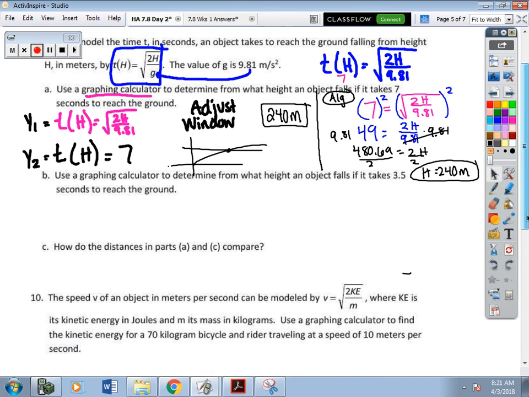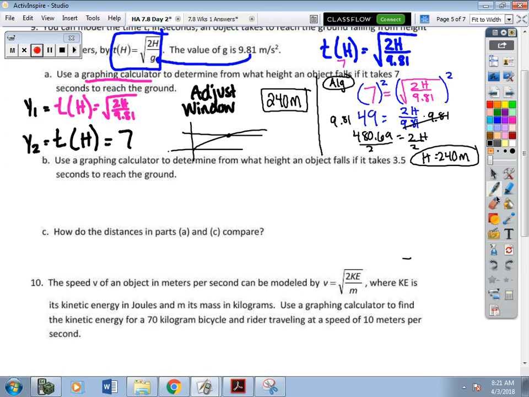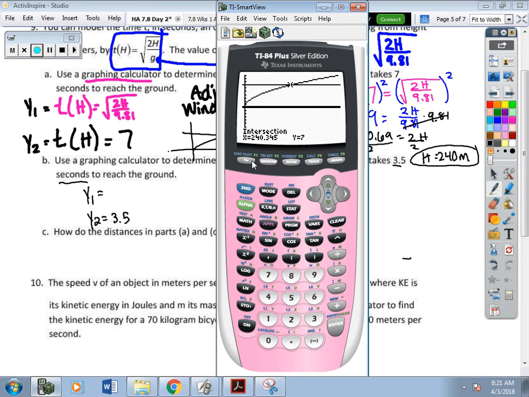Now the next one says, use your graphing calculator to determine the height when it takes 3.5 seconds. So I'm going to do the same equation. y1 is going to be the equation we had. y2 this time is going to be 3.5. So I can just go back and edit my y2, so leave y1 as is, change my y2 to 3.5, and let's just press graph and hope that we can see the picture still.